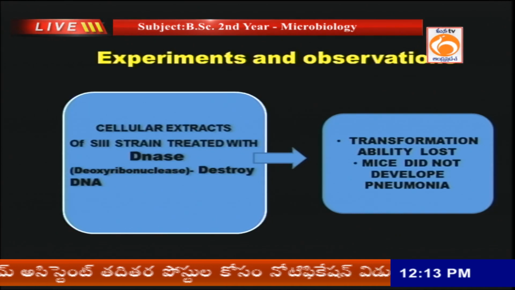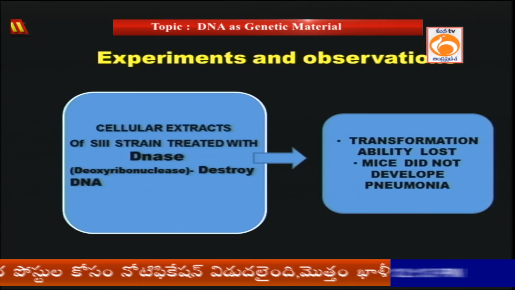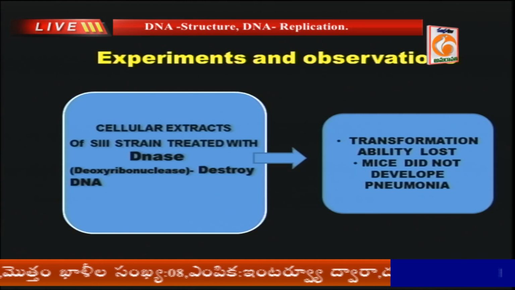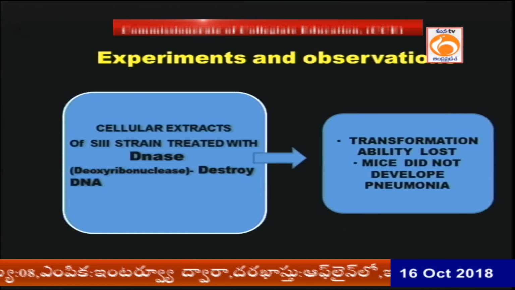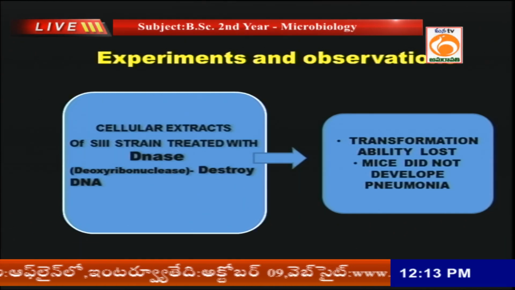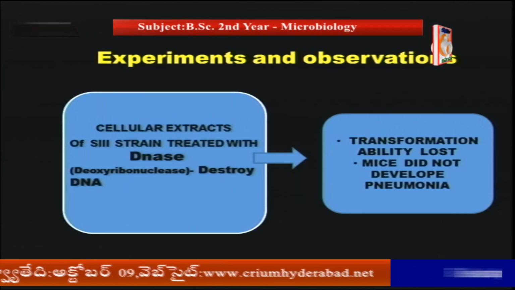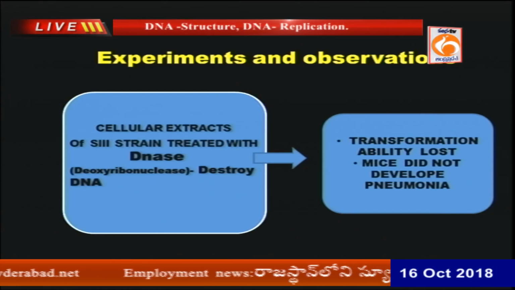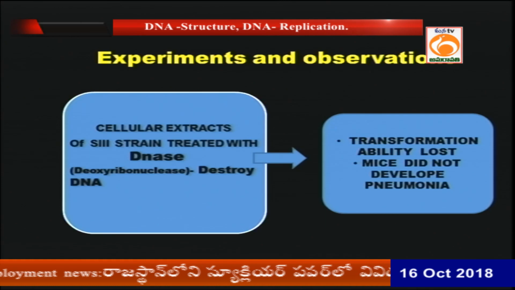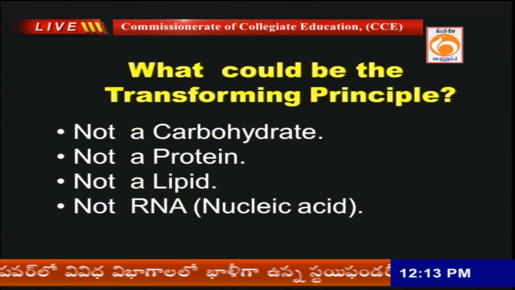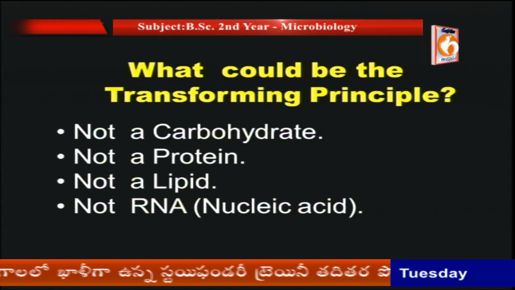Then the scientist subjected the cellular extracts of S3 strain with the DNase enzyme and mixed this preparation with live R2 cells and injected into mice. It could not cause transformation, indicating that the transforming ability was lost. Then what could be the transforming principle?